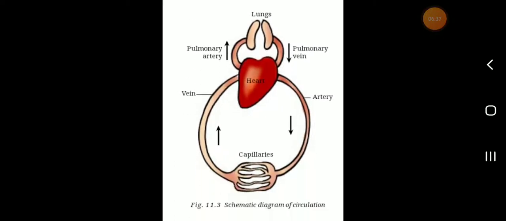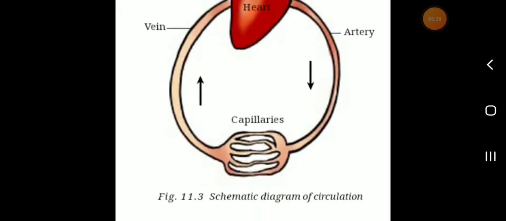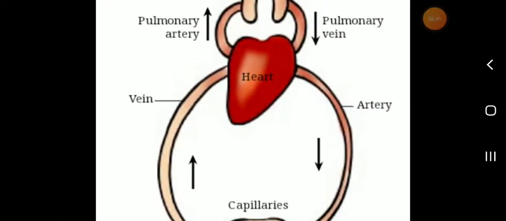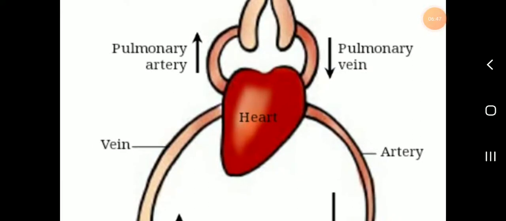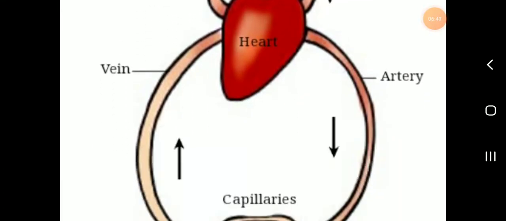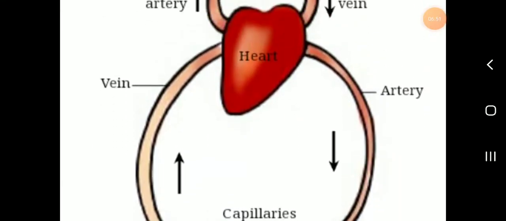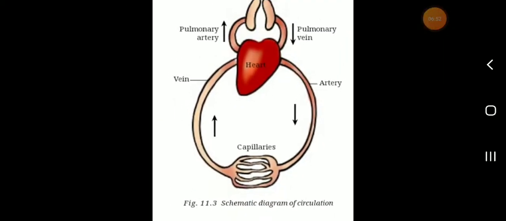See the picture, students. This is a schematic diagram of circulation. See, lungs, pulmonary vein, pulmonary artery. This is an artery, vein. Okay, this one is capillaries.